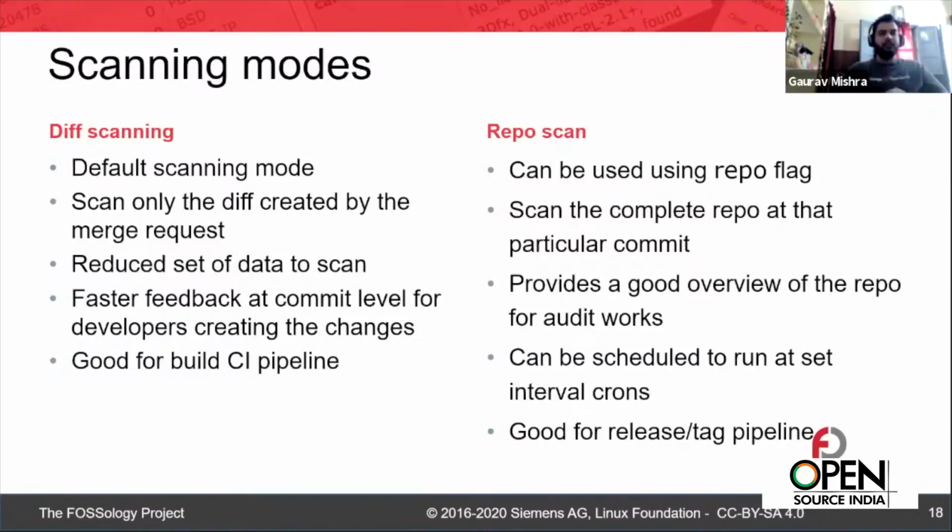Then second, you have a repo scan, which takes the complete repo and does a full scan on everything. This is a very good candidate for audit scans or some regular cron jobs, or maybe whenever you are trying to do a git tag or a git release. At that time, you can run the repo scan to get an overview of the whole.